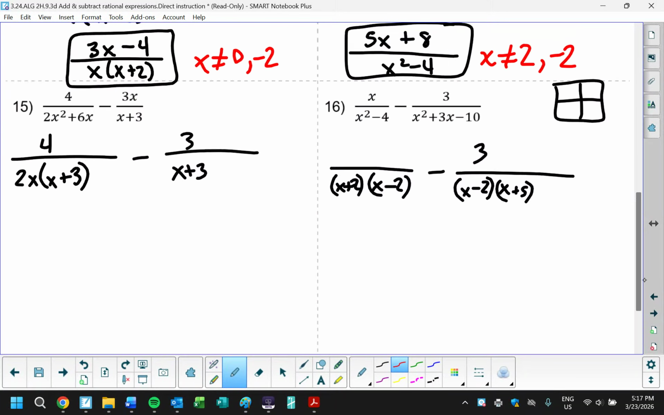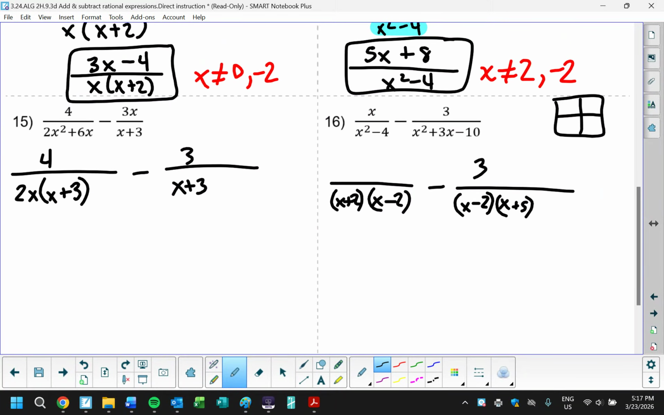All right, getting into the tougher ones now to wrap up. Where are we going? Begin with the end in mind. Both of these have an x plus 3, don't they?